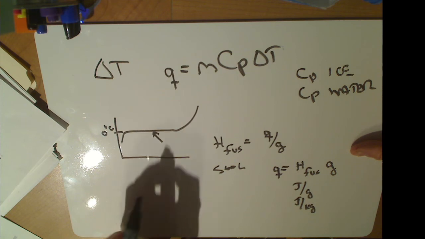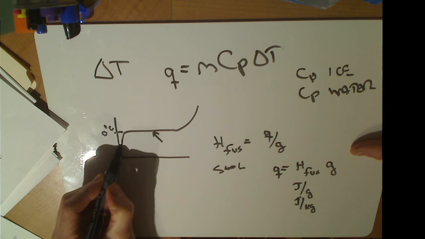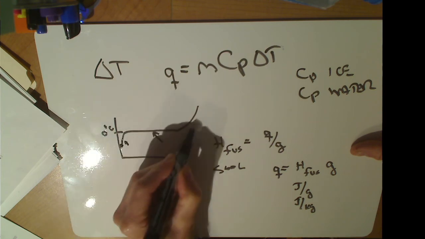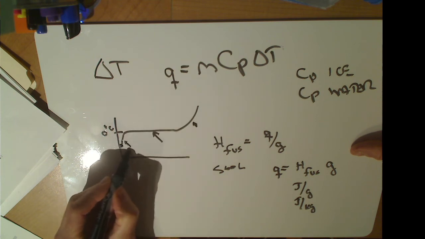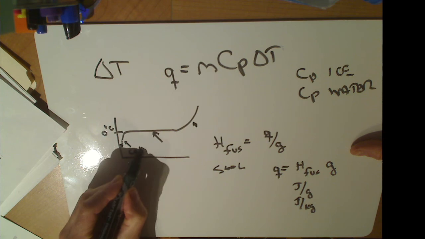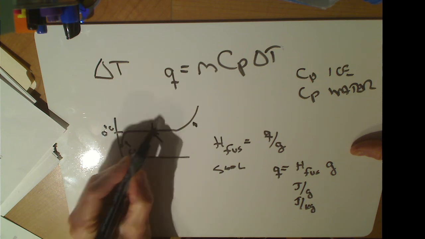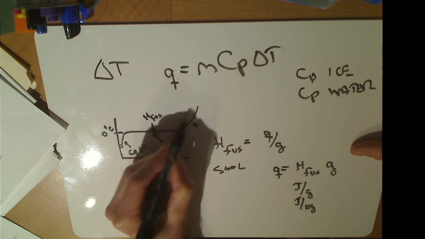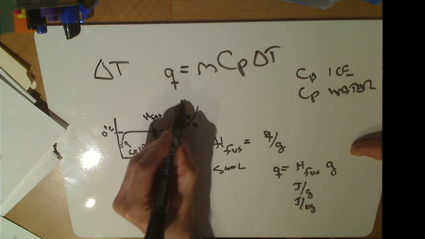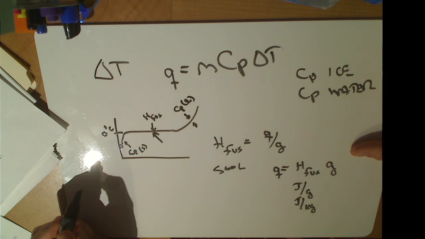So basically if we were going to follow a reaction from here someplace, for instance, to here someplace, then in this section we would need the Cp of the solid. Here we would need the heat of fusion, and here we would need the Cp of the liquid. I hope that makes more sense.